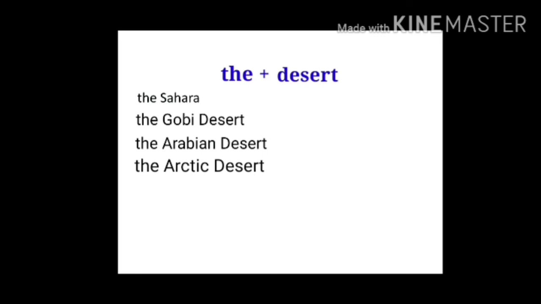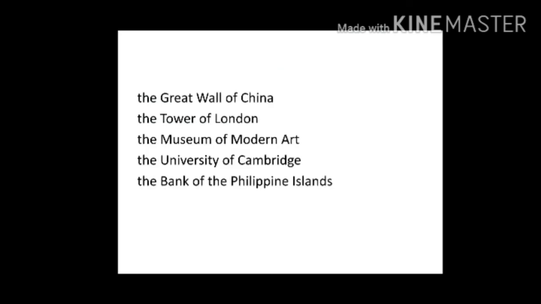Nothing much more to explain here, so next slide. We have here the names: the Great Wall of China, the Tower of London, the Museum of Modern Art, the University of Cambridge, the Bank of the Philippine Islands. So the rule here is if you have names containing the preposition of, then part of that name would be the article the.